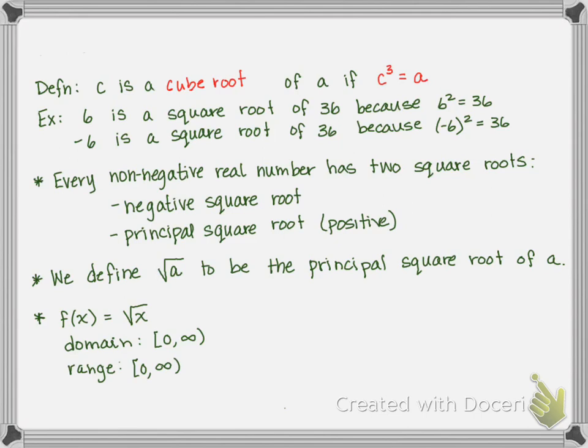However, we don't have just one radical that can undo every exponent. So every exponent has a corresponding root which undoes it. So for an exponent of 3, the inverse operation is the cube root. So we can say, for example, that 2 is a cube root of 8 because 2 to the third is equal to 8.